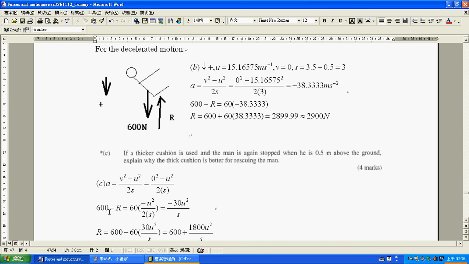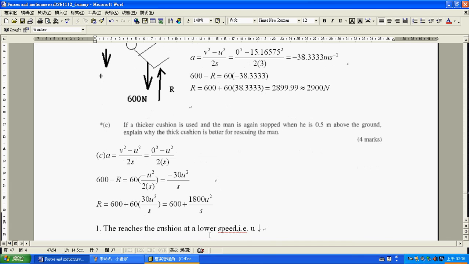Then applying Newton's second law, this is the net force, this is ma, which can be written as minus 30 u squared over s. So moving the terms, we get the resistive force is this expression, 600 plus 1,800 u squared over s. Of course, we want the resistive force as small as possible, so that the injury to the man will be kept to a minimum.